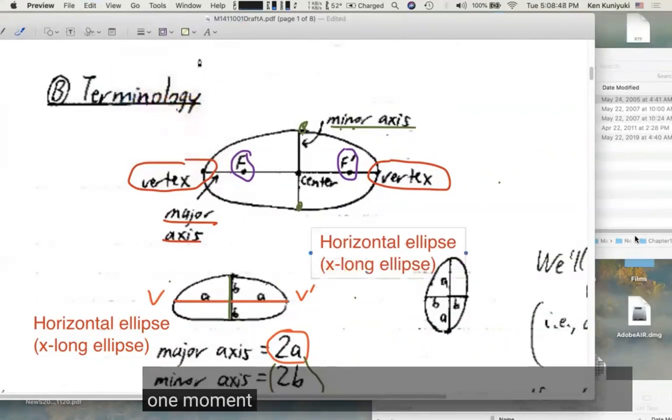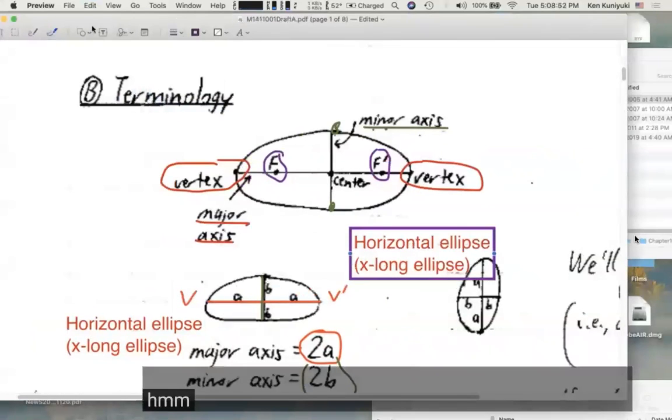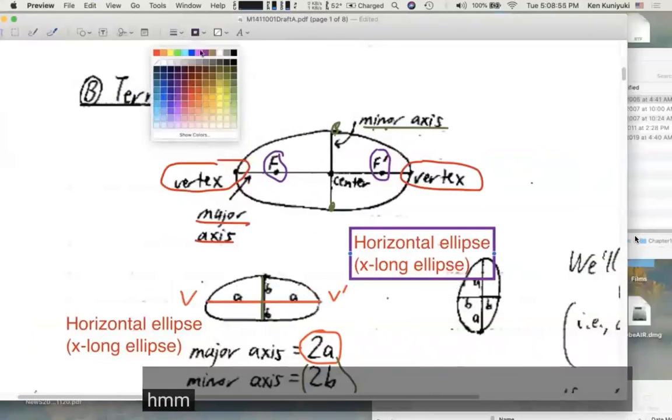One moment. I kept forgetting how to recolor text. It's that A thing.